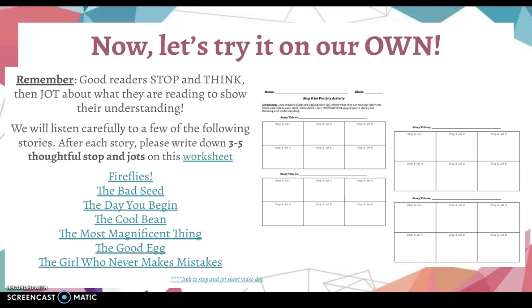So it says, good readers stop and jot about what they are reading. After you listen to each story, write down 3 to 5 thoughtful stop and jots on this worksheet. So you can see there are 4 different story title boxes with 6 spaces to write a stop and jot. This way you'll be able to show your understanding and what you learned from today's lesson.